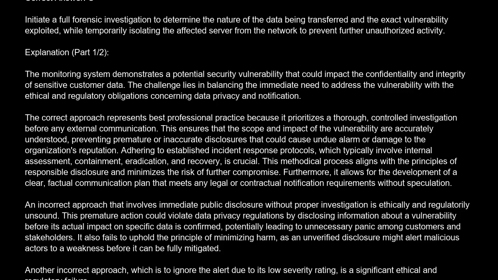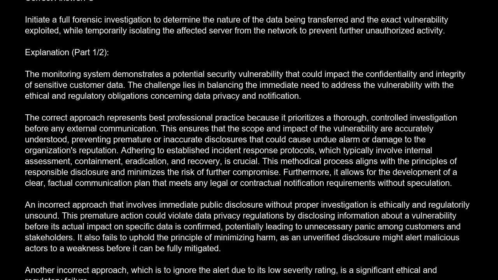Adhering to established incident response protocols, which typically involve internal assessment, containment, eradication, and recovery, is crucial. This methodical process aligns with the principles of responsible disclosure and minimizes the risk of further compromise. Furthermore, it allows for the development of a clear, factual communication plan that meets any legal or contractual notification requirements without speculation. An incorrect approach that involves immediate public disclosure without proper investigation is ethically and regulatorily unsound.